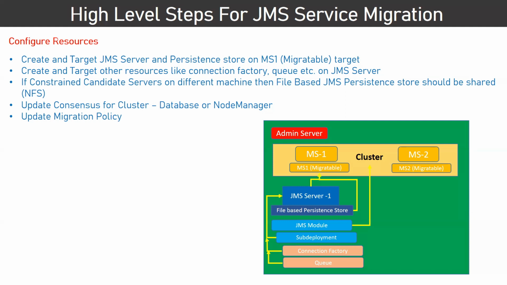After that I will create a JMS module. The JMS module is a group of resources, so I will target the JMS module to my cluster. Okay, after that I will create a connection factory to create the connection to my JMS system, and then I will create a queue, right, where I'm going to send the messages. And my connection factory and queue will always target my JMS server, right, because it is a singleton service and the JMS server is the logical entity for storing the messages. So all the resources, connection factory and queue, will be targeted to my JMS server. So this is the basic structure that I will create for testing purposes.